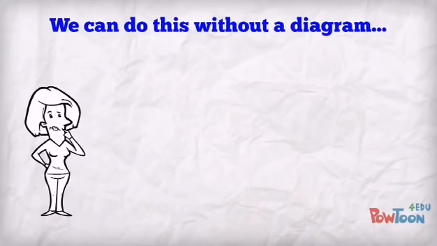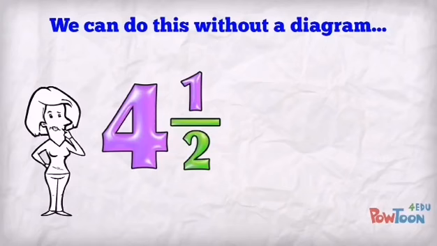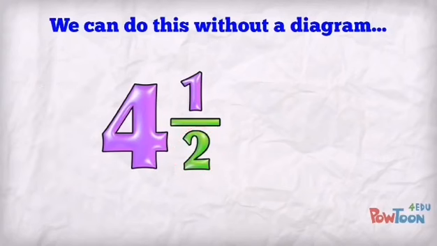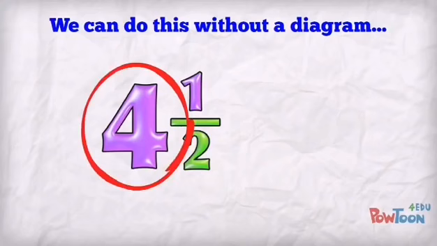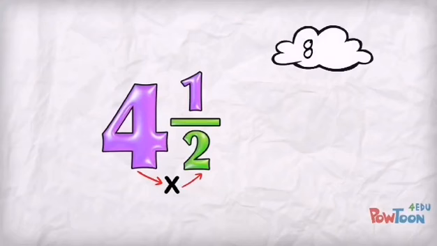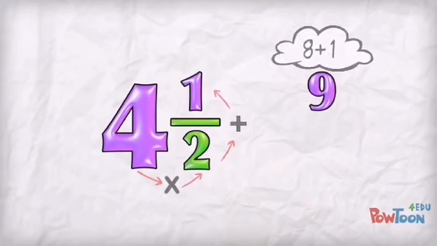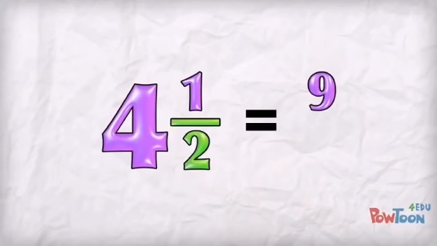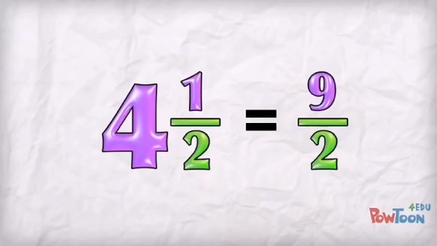Let's take another example. 4 1/2. Each whole is worth 2 because our denominator is 2. I have 4 wholes, so that means I have 4 lots of 2, or 4 times 2. That's 8. And I have another part here to add in from the numerator of 1. So 8 plus 1 is 9. That's our number of parts, so that's our numerator. I use the same denominator we started with, 2, and I'm done. 4 1/2 is the same as 9 over 2.